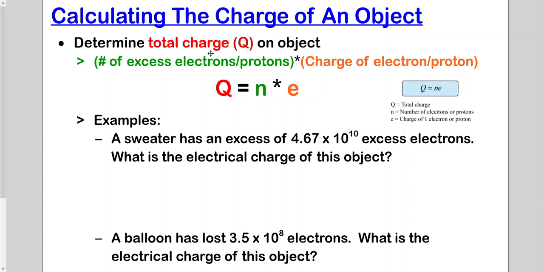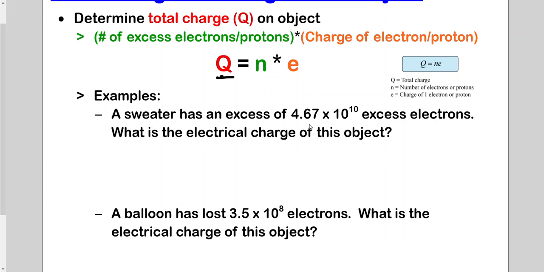And so we need some way to calculate the total charge of an object. And the total charge, or Q, is determined by taking the number of excess electrons or protons and then multiplying it by the charge of a single electron or proton. And so the total charge of an object is just how many electrons it's missing or has gained times the charge of a single one. And so we can do some examples here.